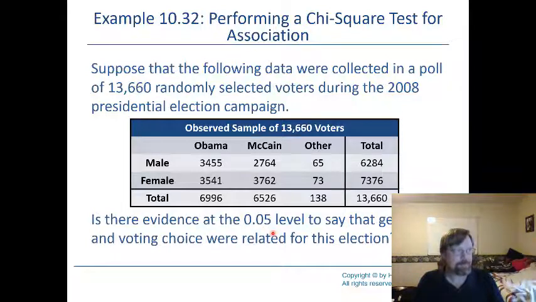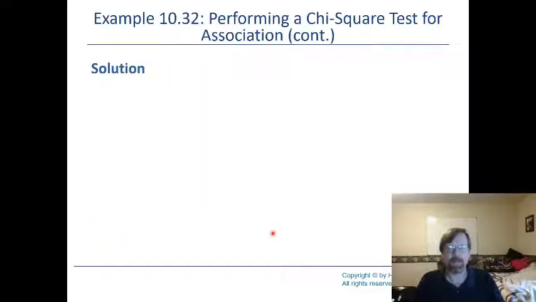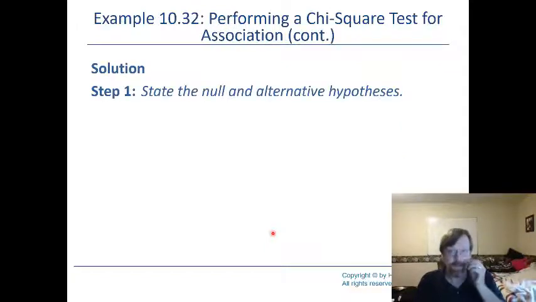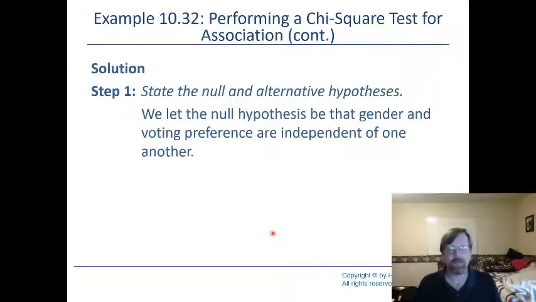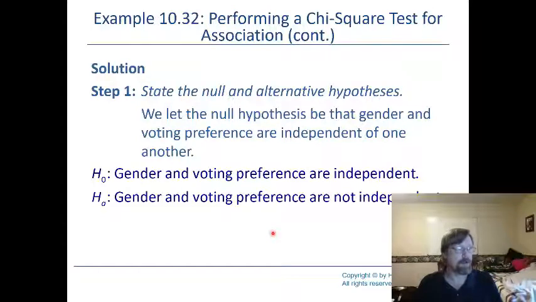Okay. So, state the null and alternative hypothesis. Null hypothesis would be that gender and voting preference are independent, and so the alternative hypothesis would be that they're not independent.